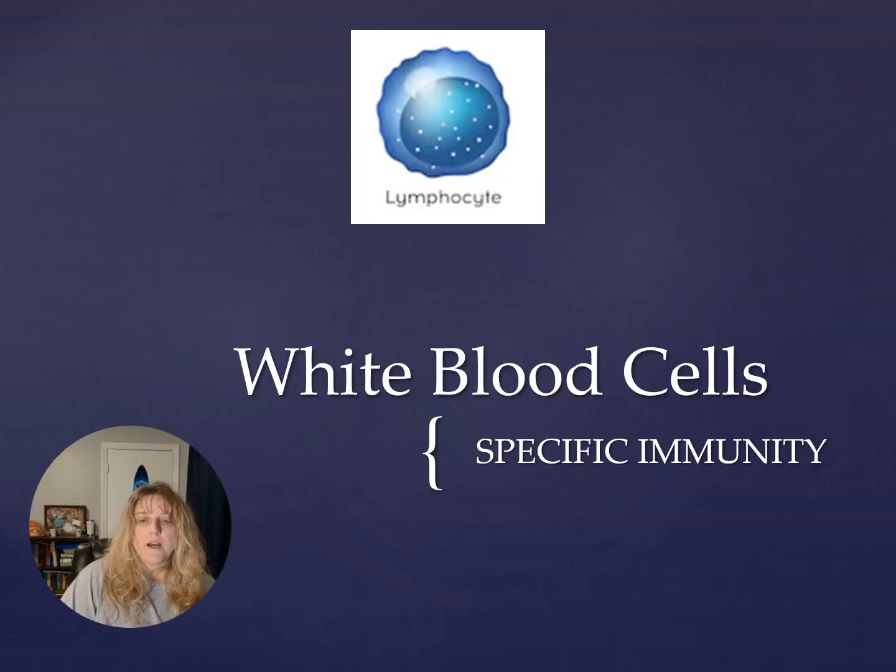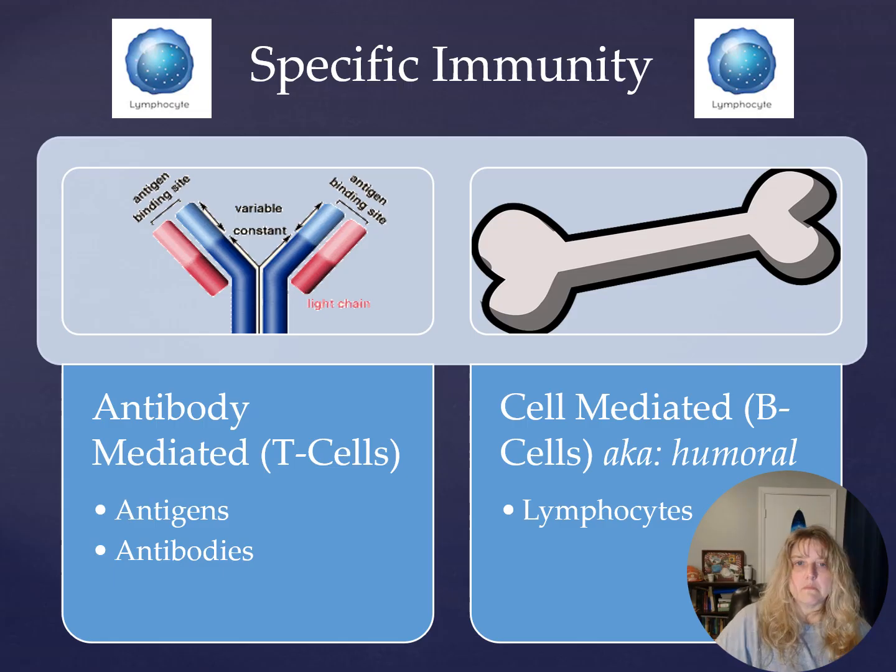And then we're going to talk about the areas of specific immunity, which look at our lymphocytes. And you have both B cells and T cells. Now, your T cells are antibody-mediated immunity. These deal in antigens and antibodies. Your cell-mediated, or B cells, sometimes they're referred to as humoral. So I think about the humerus bone. I think B for bone. Humerus is a bone. So I think B for bone. This is your lymphocytes.